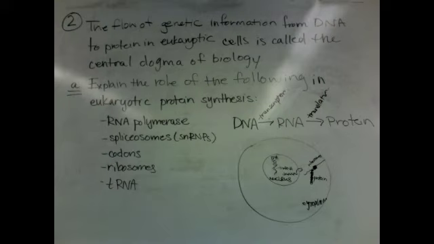Question 2 is as follows. The flow of genetic information from DNA to protein in eukaryotic cells is called the central dogma of biology. Explain the role of the following in eukaryotic protein synthesis: RNA polymerase, spliceosomes and SNRPs, codons, ribosomes, and tRNA.